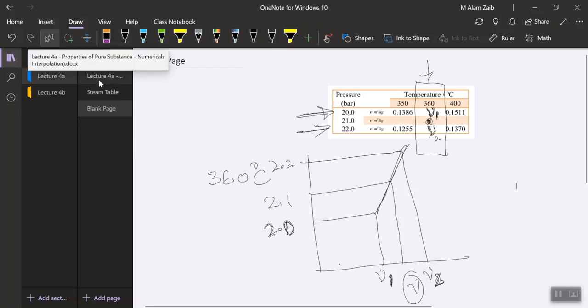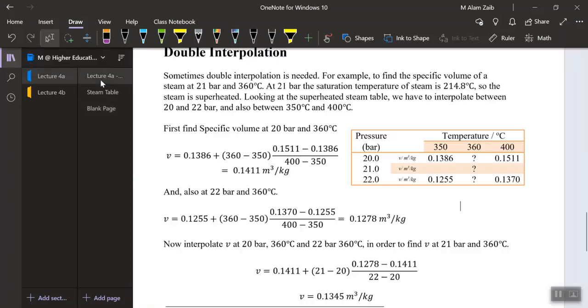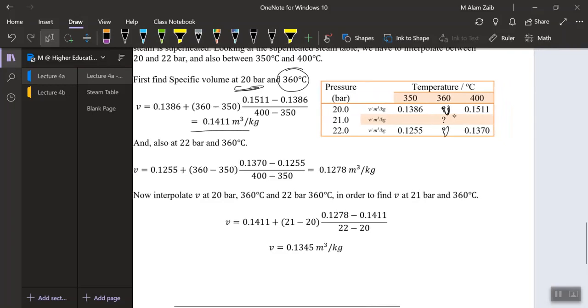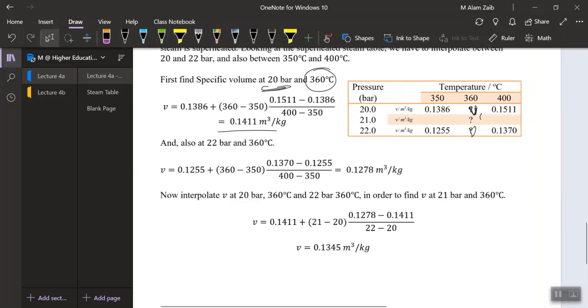So this was what we call a double interpolation. What we need to do is find one of the columns first, or the row, and then find the second row. At 20 bar, I did find at 360 a volume which is 0.1411 somewhere here. At 22 bar at 360, I've got a volume which is V2, which is over here.